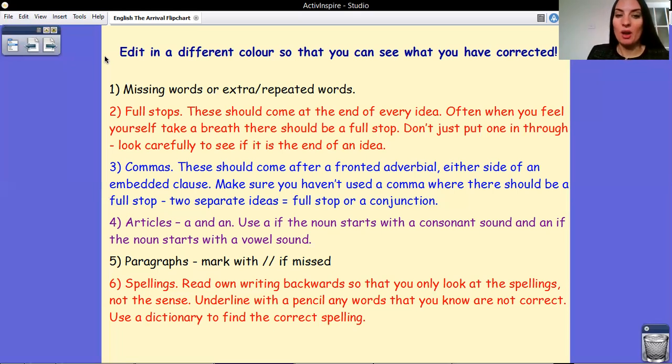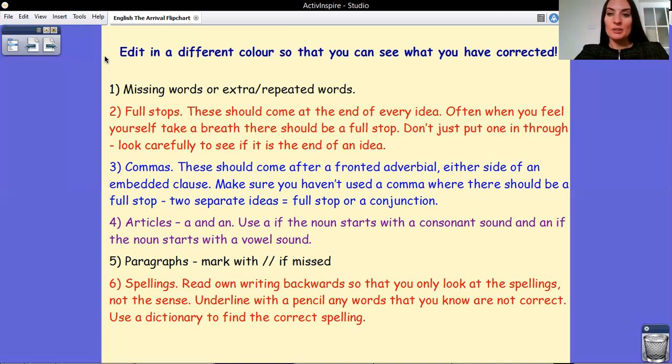Okay, so number 4 is articles, a and an. Now remember, use a if the noun starts with a consonant, and an if it starts with a vowel. So if your word begins with a, e, i, o, u, then the article in front of it should be an. If not, it's a consonant and it should be a. Pause the video now and have a little look there. Again, you can just scan through to find the a and the an and check the next word after it.